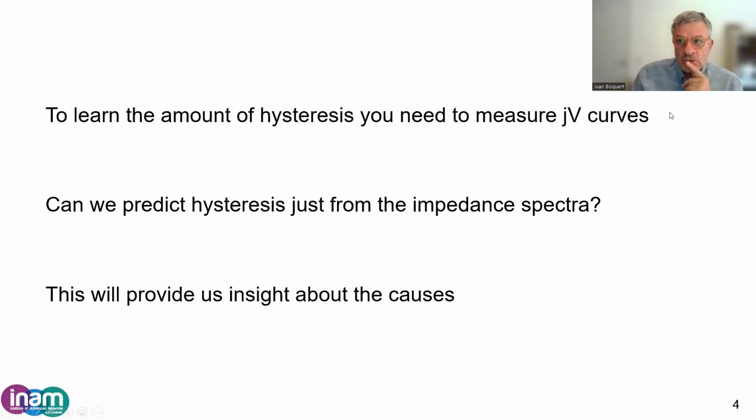So we would like to learn the amount of hysteresis, not just measuring directly the curve, but from another predictive method that can give you parameters. And this is the role of the impedance spectra. And then if we can connect both things, it will give us insight about the causes of hysteresis, and we can use it in other devices like memristors, where hysteresis is a good property because it's a switching device and the memory effect is positive.